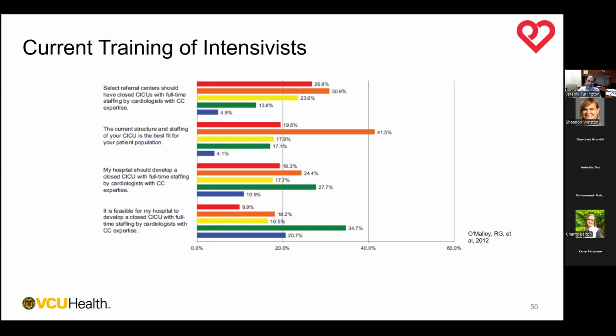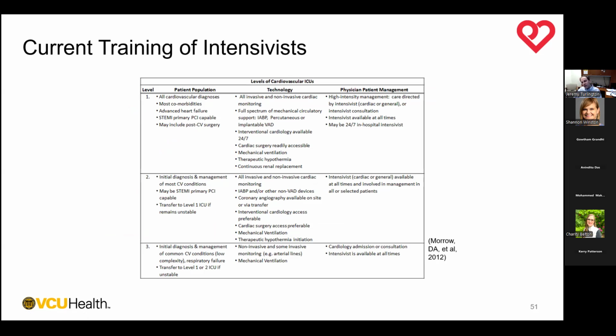And what do we mean by select CICUs? Well, back to David Morrow at Harvard, he proposed that CICUs should now be tiered or leveled 1, 2, and 3, much like surgical trauma ICUs. And when we look at this, level 1 is what we would have in our CICU, all cardiac diagnoses with various comorbidities. You have advanced heart failure, STEMI capability, 24 hours a day. They talk about including post-surgery care, maybe not all CICUs have a CSICU next door, and have full spectrum mechanical support, mechanical ventilation, renal replacement therapy. They can handle any of these illnesses that I pointed to a few minutes ago that can confound care for a cardiac patient.